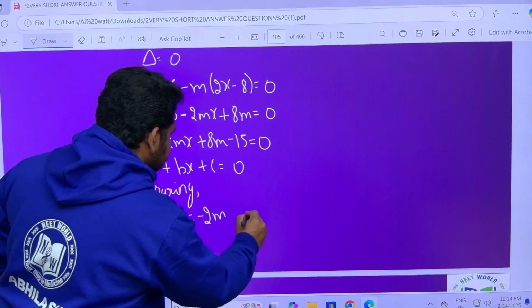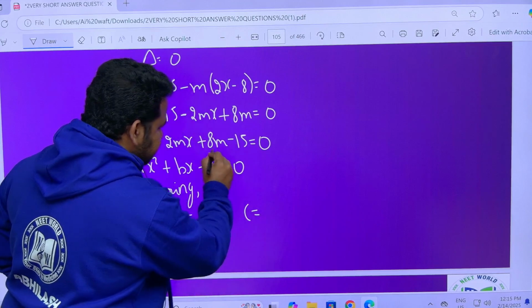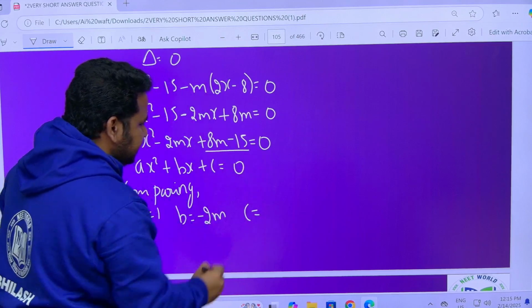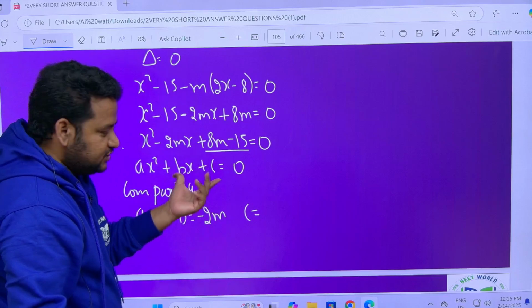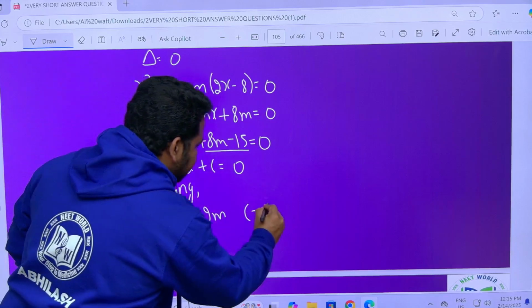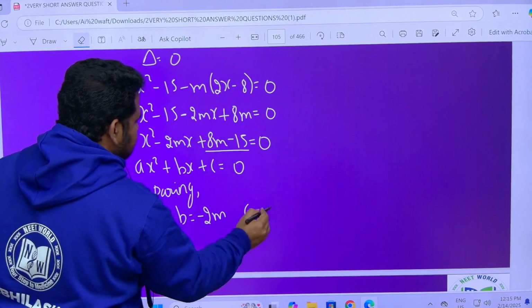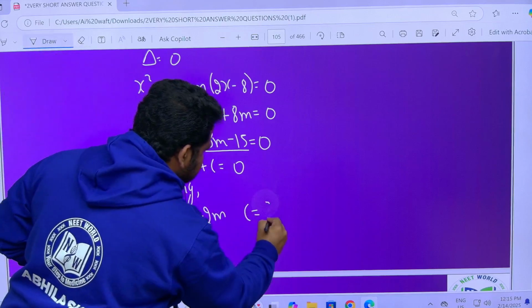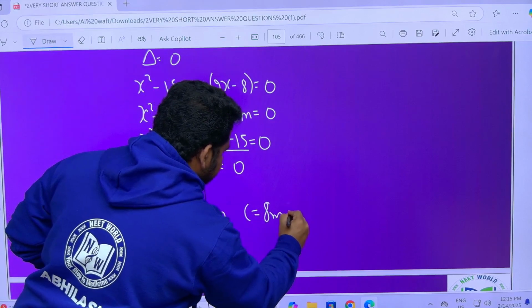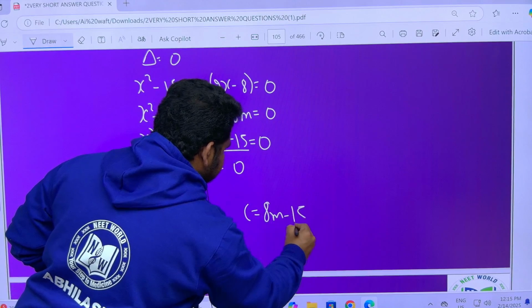What is the value of c? The value of c is not just 8m, it is 8m minus 15. Be very careful. Pay attention here, the value of c is 8m minus 15.